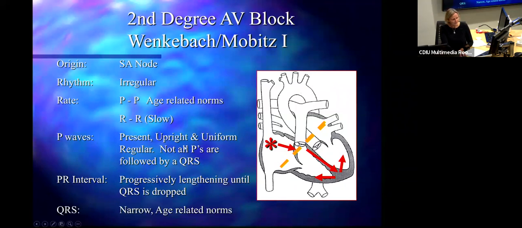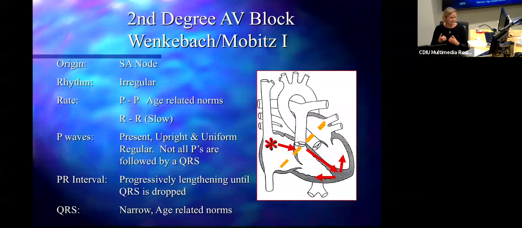So the P waves are present, upright, uniform, but not all of the P waves are followed by QRS's. So they're firing and most of them are going down, but every once in a while the P doesn't go anywhere. It gets non-conducted. And the PR interval progressively gets longer. After a blocked beat, you just see a P wave that doesn't go to a QRS. The next beat over, the PR interval starts short, and the next one gets longer and longer and longer, till eventually you get a P that doesn't get conducted again, and then the cycle starts all over again.